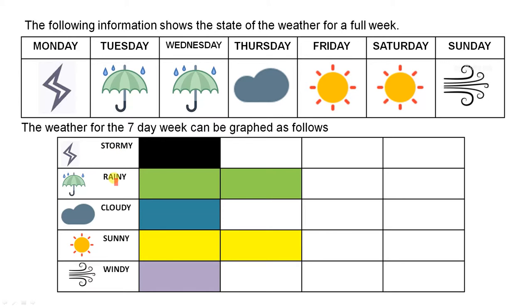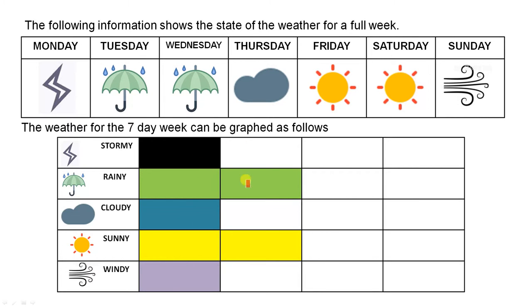So we just draw the icons here one at a time. We can say what they mean. One day was stormy, so we just colour that square. As far as rainy, you can see 2 days were rainy, so we colour those two. Since one day was cloudy, we just colour there. 2 days were sunny, so there's 2 rectangles coloured in. And only one day was windy.